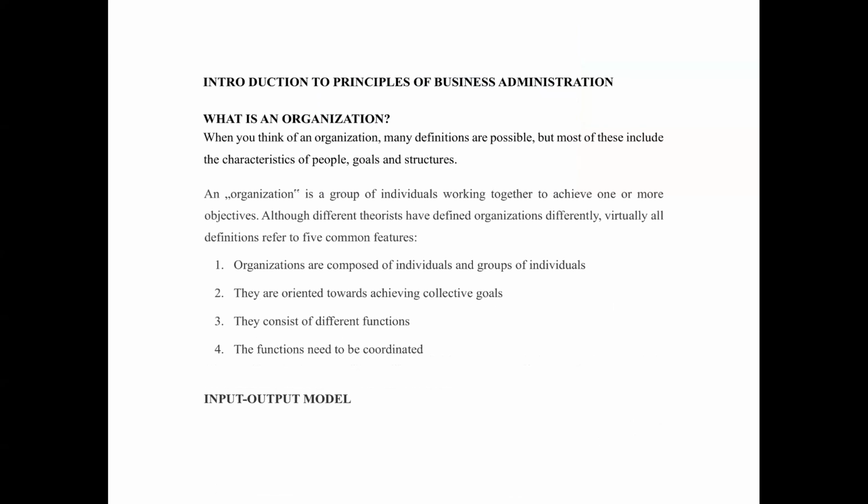All right. So let's start from what an organization is, because you cannot be an administrator who does not understand what organizations are, because you're going to be administering or managing the organizations. When you think of an organization, there can be many definitions possible. But most of these definitions should include the characteristics of the people, the goals, and the structures. So you can try to define an organization in different ways.